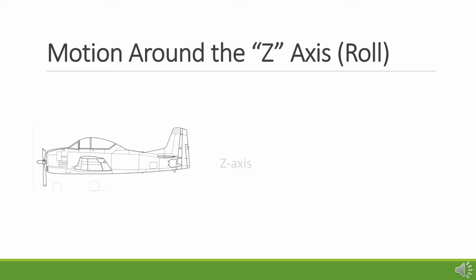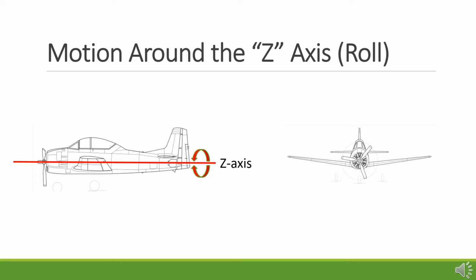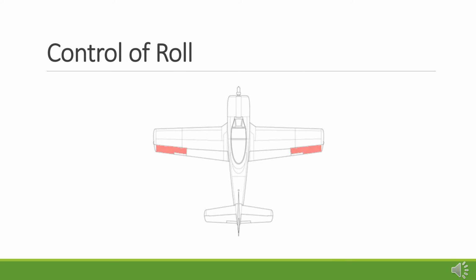Motion around the z-axis, or the axis that runs from the nose to the tail of the aircraft, is referred to as roll. As introduced in Lesson 1 to this section, roll would cause the aircraft to tip either to the right or to the left. Roll is controlled on most aircraft by movable fins located on the rear edge of each of the wings. These movable fins are called ailerons.